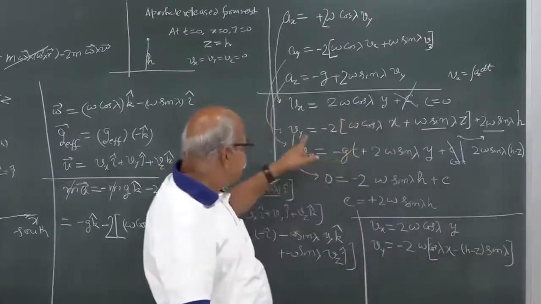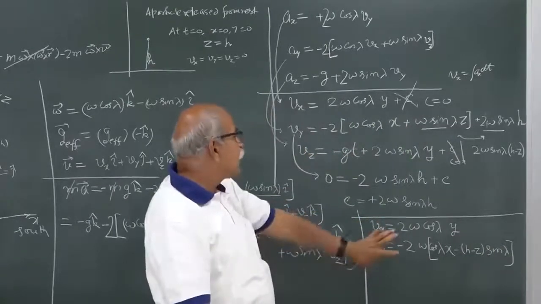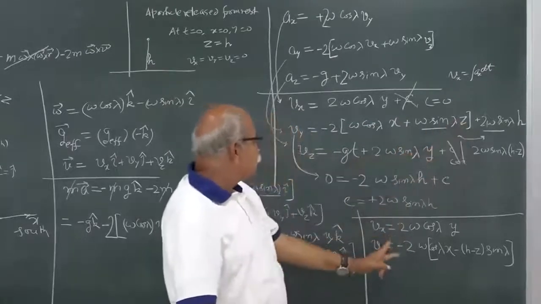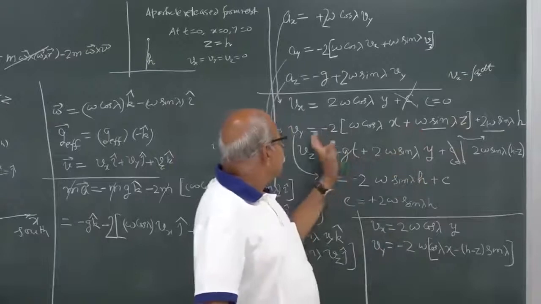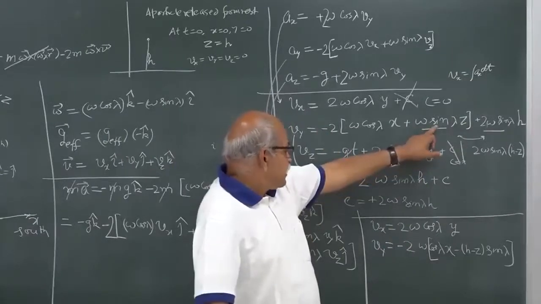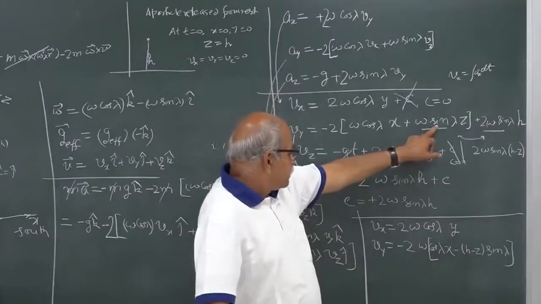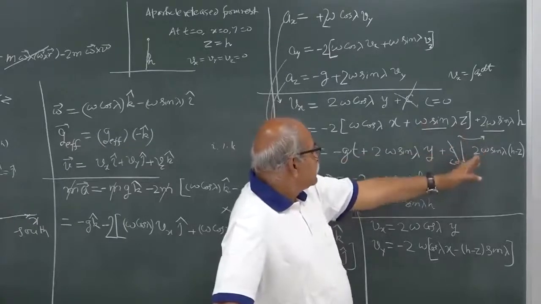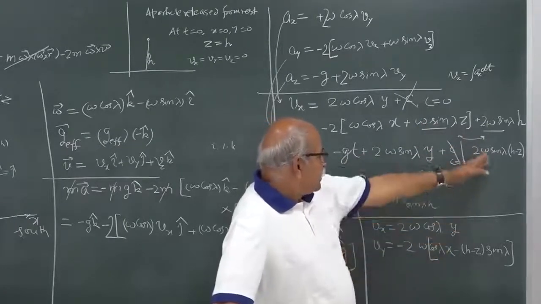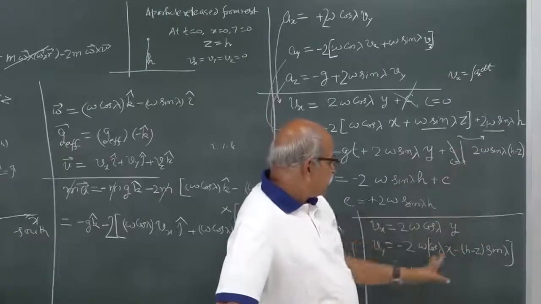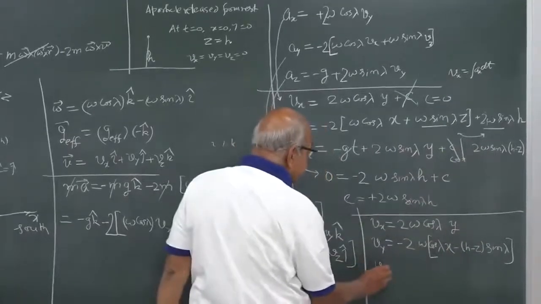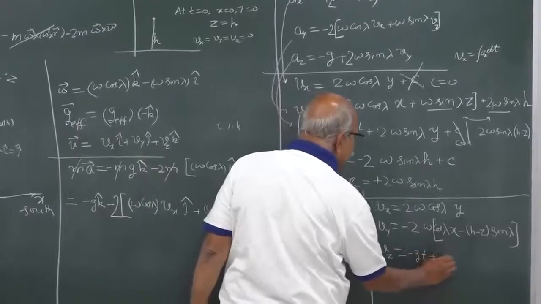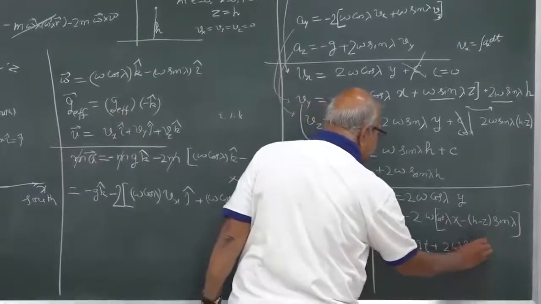Okay, what we have done for Vy: minus 2 omega I am taking global common. So, it is cos lambda times x from here, and these two terms if I take minus 2 omega common, then sin lambda into, these two I am combining, this was 2 omega h minus z, minus 2 omega I have taken. So, sin lambda here and h minus z with a negative sign here. So, this is Vy, and Vz is equal to minus gt and plus 2 omega sin lambda times y.